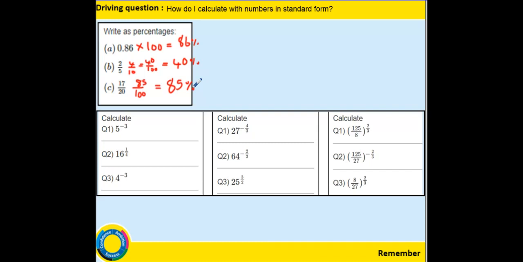Okay, the next question. 5 to the power of negative 3 is basically 1 over 5 cubed, which is 1 over 125. 16 to the power of 1/4. We want the 4th root of 16, which is 2. 4 to the power of negative 3, or 1 over 4 cubed, which is 1 over 64.